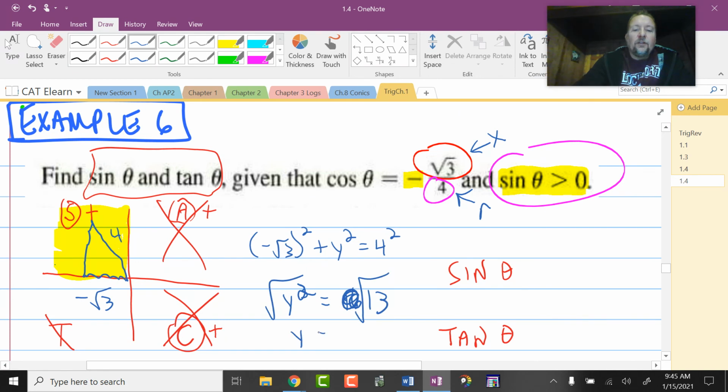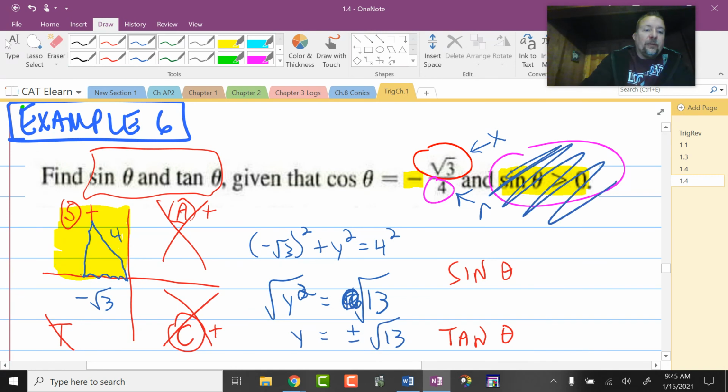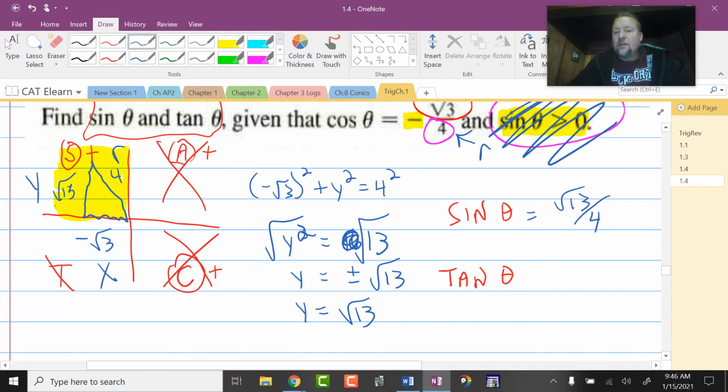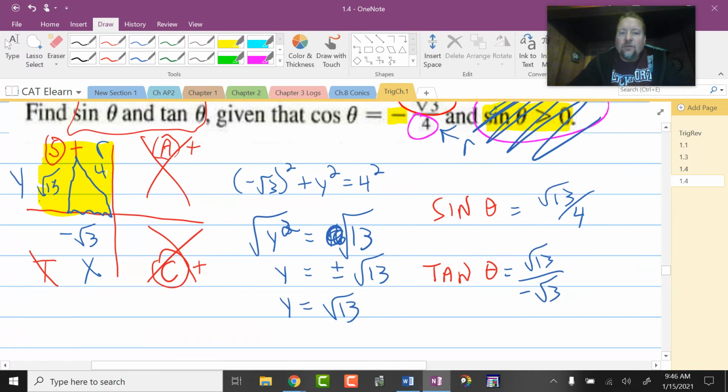When you root it, you get plus or minus. That's why, before we see this, you could have been up or down root 13. We don't know. That's why we have to read the question completely. Well, it's actually up, because we're in quadrant 2 because of that second piece of information. Now we can fill this in: x, y, r. Sine is root 13 over 4. Right? Yes. Ooh, tangent's a little bit of a bugger. It's y over x. Nothing cancels, so you have to rationalize.